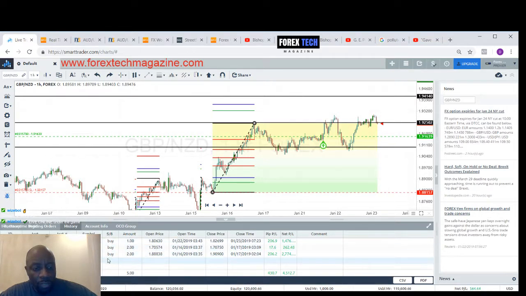As you can see, each one of these three trades was really only open for about a day. This one, the Great Britain pound, Aussie dollar, I opened on the 22nd and closed on the 23rd. That was about $1,476 profit, so it's 206 pips. The next one, Great Britain pound, Canadian dollar, could have got a lot more out of this if I'd left it open for another day. But I got out early, so only made $262 on that one.